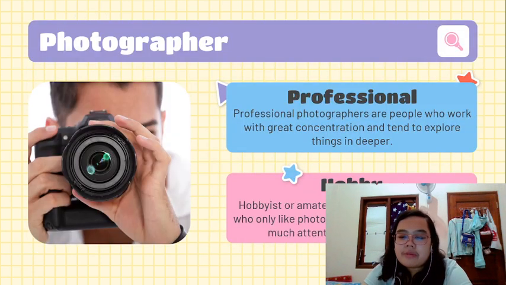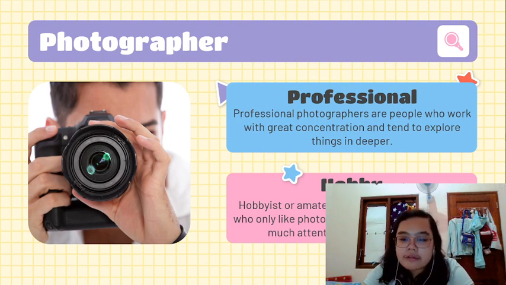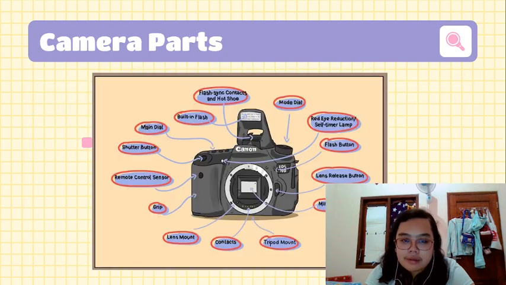Professional photographers are people who work with great concentration and tend to explore things deeper, while the hobby or amateur photographers are people who only like photography activities but don't pay much attention to the artistic side.